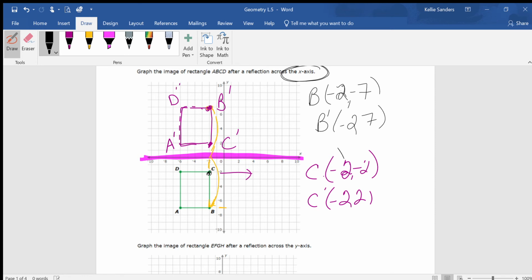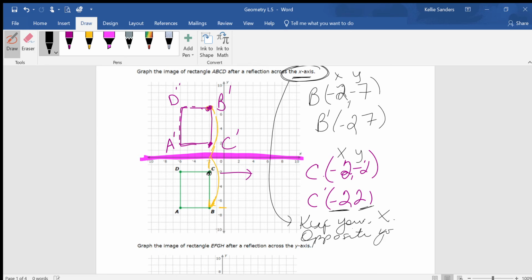And again, this is your x and this is your y. If we reflect across the x-axis, what happened? Our x's stayed the same and our y's went opposite. So reflect across the x-axis, keep your x, opposite your y. And that's going to be the rule that we're going to use for L6.